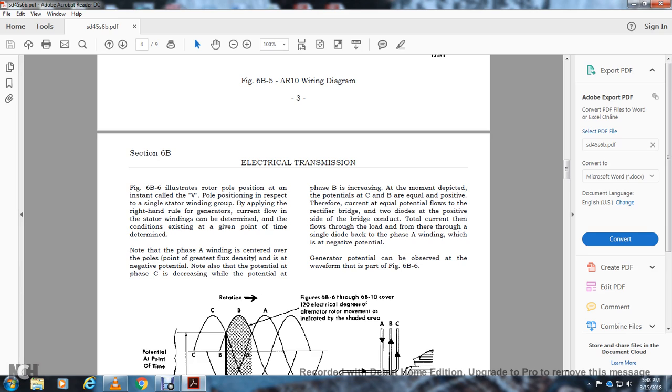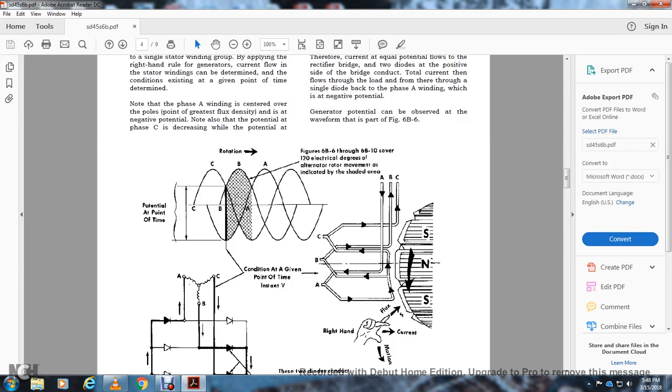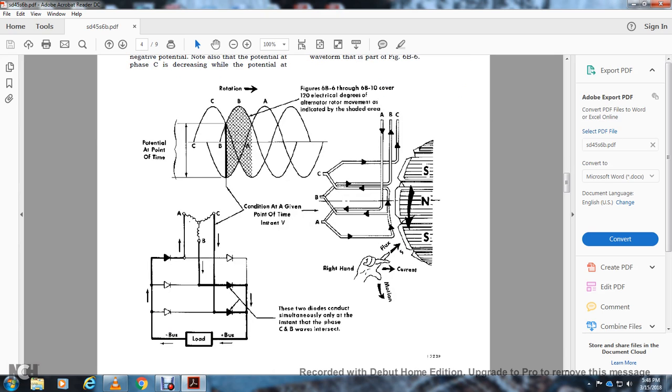There must be a current with equal flows through the rectifier bridge of the two diodes on the positive side of the bridge that conduct. Total current flows through the load and returns through the single diode of the phase A winding, which is at the negative potential. The general potential can be observed in the waveform in figure 6B6.